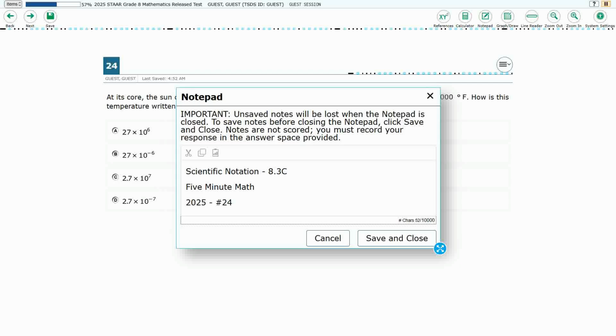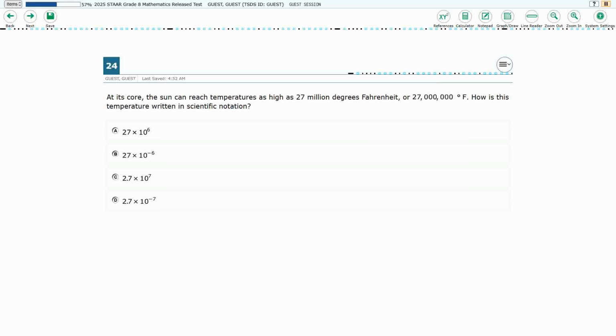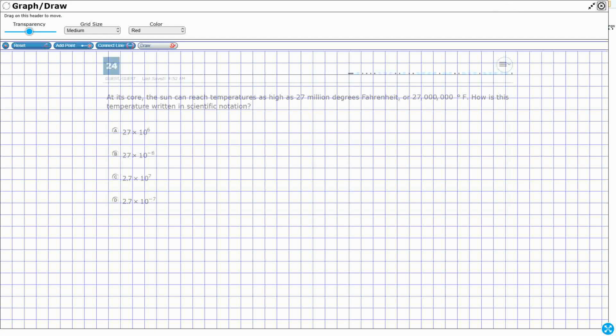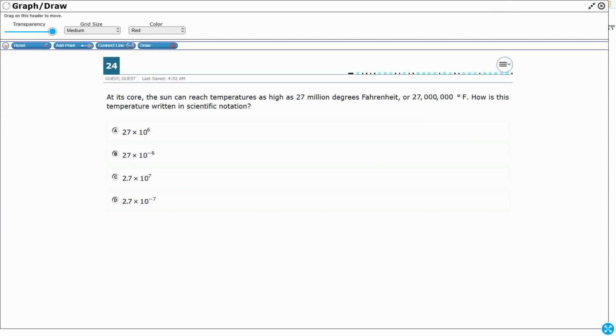Today we are looking at the 8th grade concept of scientific notation. This is standard 8.3c in the great state of Texas, and we are using item number 24 off the 2025 released STAAR test. If you haven't done so already, please go ahead and take a moment to pause the video, work this problem out on your own, unpause it. We will look at our answers together.